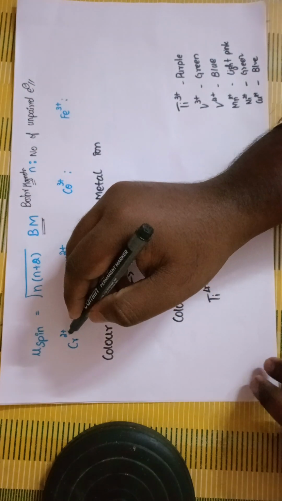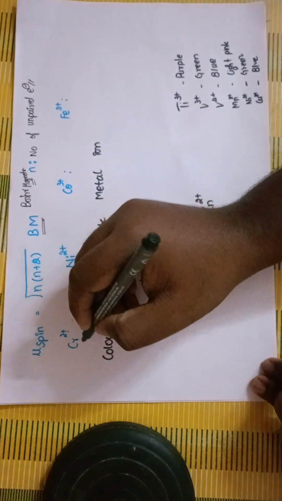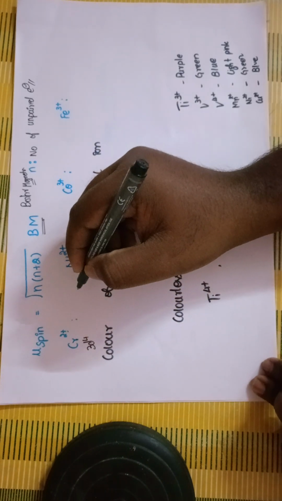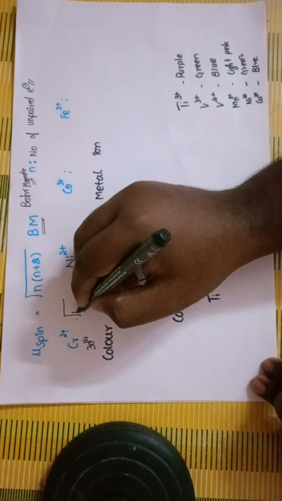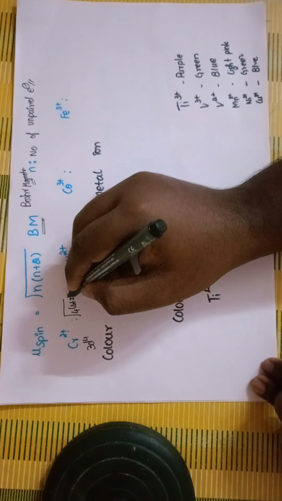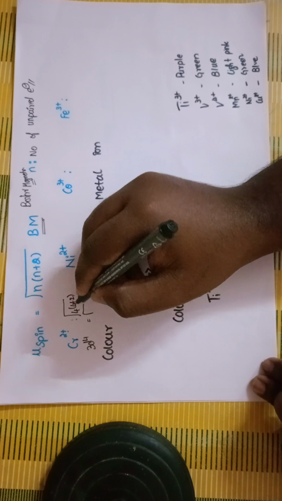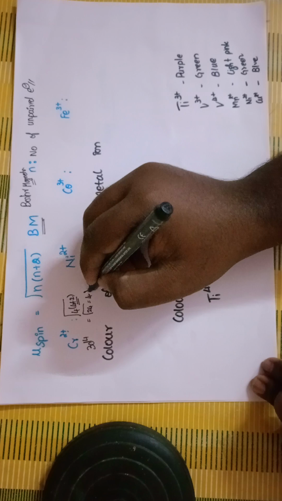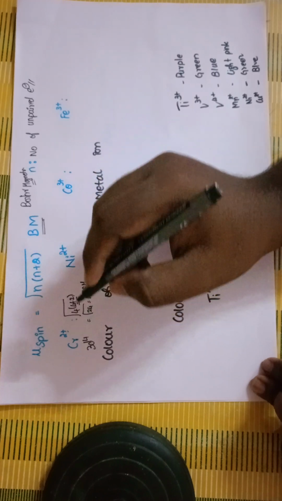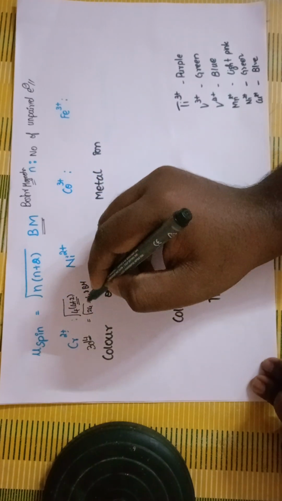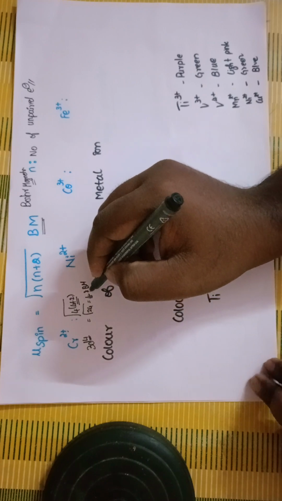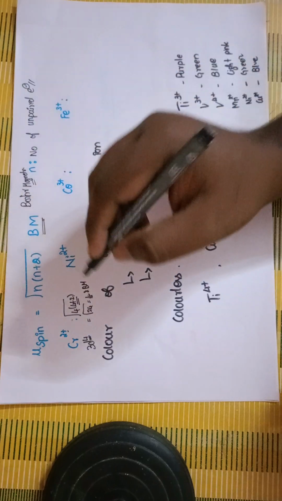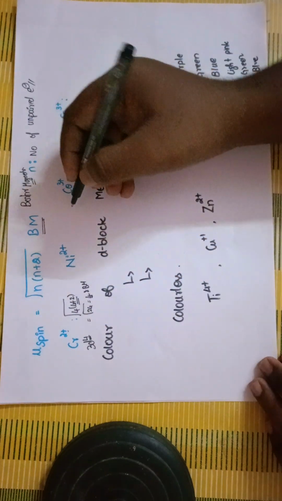So chromium 2 plus. Chromium 2 plus means the configuration is 3d4. 3d4, how many unpaired electrons? 4 unpaired electrons. So square root of 4 into 4 plus 2. You will get square root of 24, 4.8 Bohr magneton. See, how many unpaired electrons? That unpaired electron point, place the number, any number, 5, 6, 7, any number. 4.8 Bohr magneton.